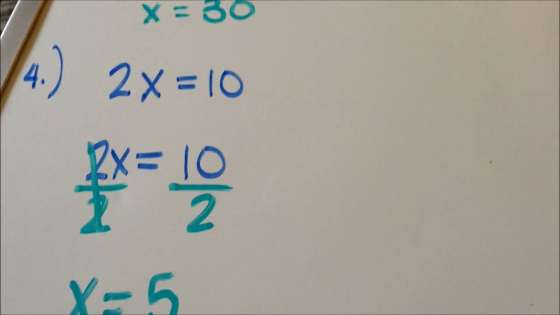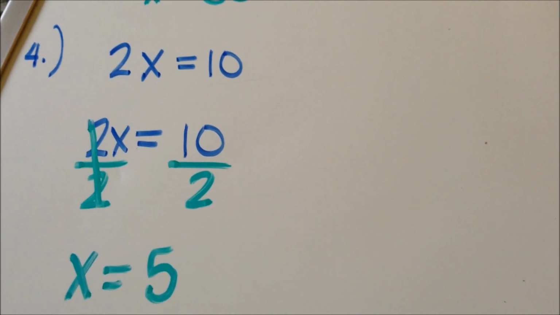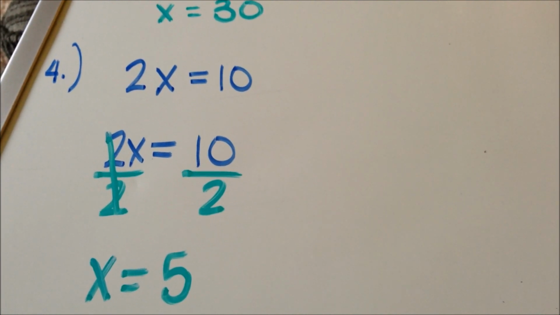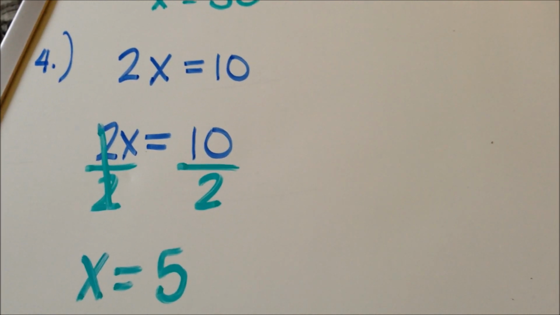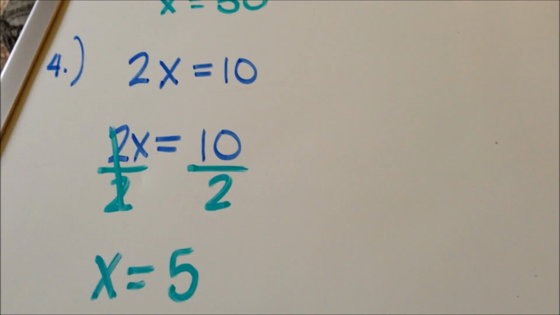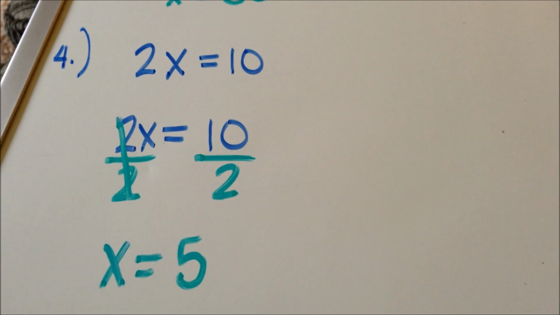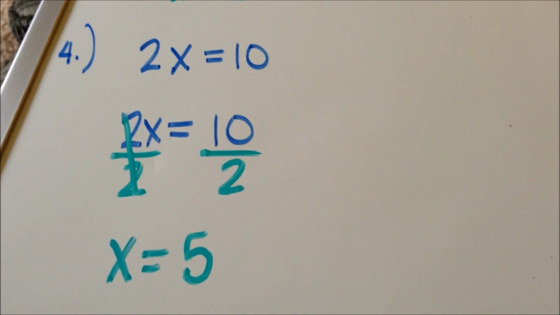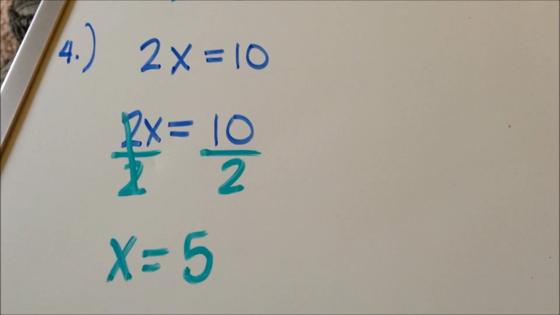For number 4, we had the product of 2 and a number is 10. Find the number. The word product means to multiply, so we have 2 times x, so 2x equals 10. The 2 and the x are connected through multiplication. So to get the x by itself, we have to do the opposite operation, which is division. Divide both sides of the equal sign by 2, and we end up with x equals 5.